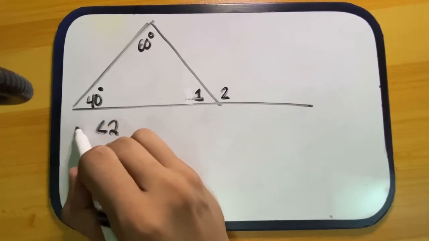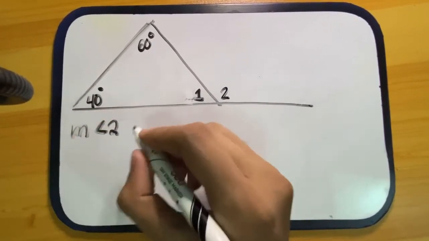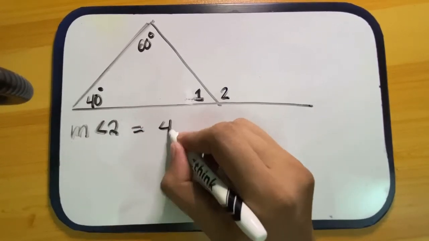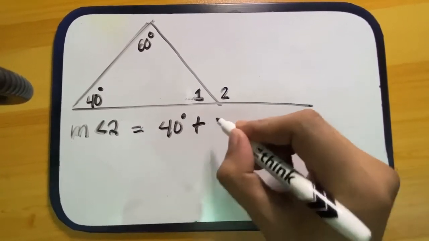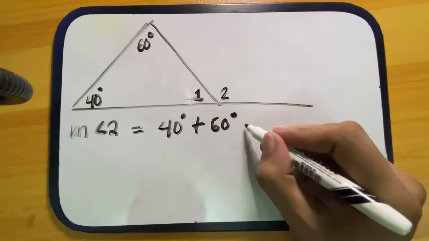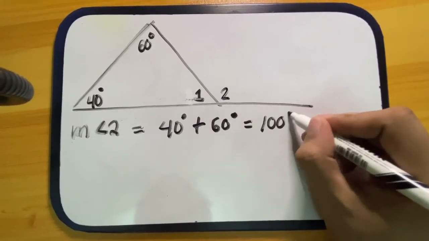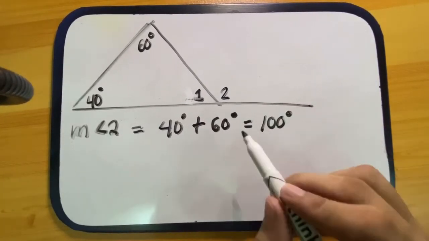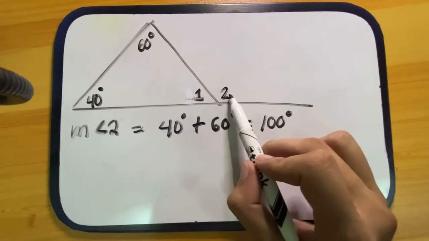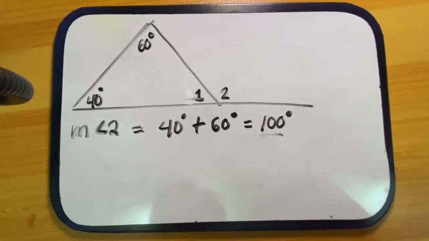So the measurement of angle 2 is equal to 40 degrees plus 60 degrees. So that is 100 degrees. So therefore, the measurement of angle 2 here is 100 degrees. So just an easy process.